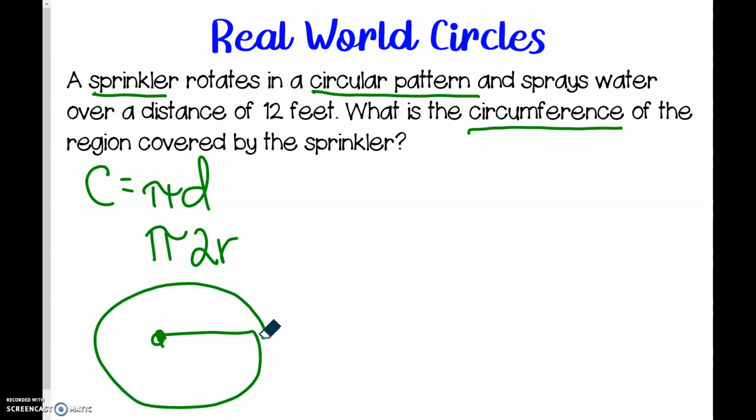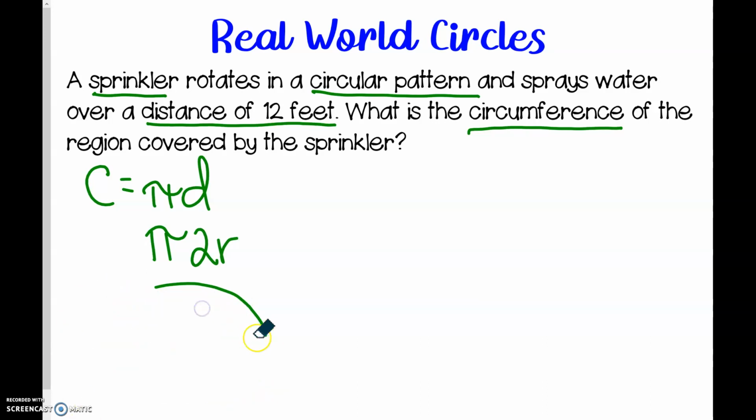Okay? So when they're saying it sprays over a distance of 12 feet, that is, okay? Because it starts from the center, right? It's not spraying out of both sides or whatever all over the place. So it is talking about the radius for that one. Okay? So we're going to be using our pi times 2r. Yes, you can obviously still do diameter if you want to do that 2r in your head. You're more than welcome to do that. But I just want to make sure we're realizing that we are using the radius for this, okay?